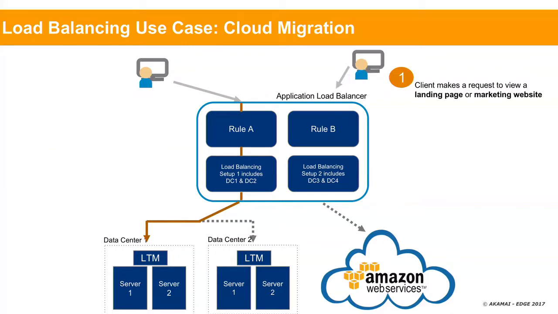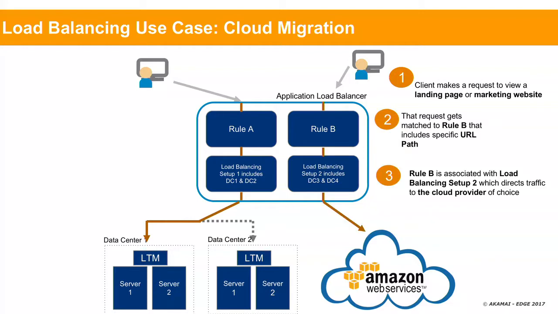Another user is making a request for a marketing page, a non-critical asset. All of this is handled by the AWS instance. It matches against rule B, which takes care of AWS routing. Rule B is associated with something called load balancing setup 2. So you're maintaining two different load balancing strategies here. Setup 1 for your on-premise, setup 2 for your AWS instance.